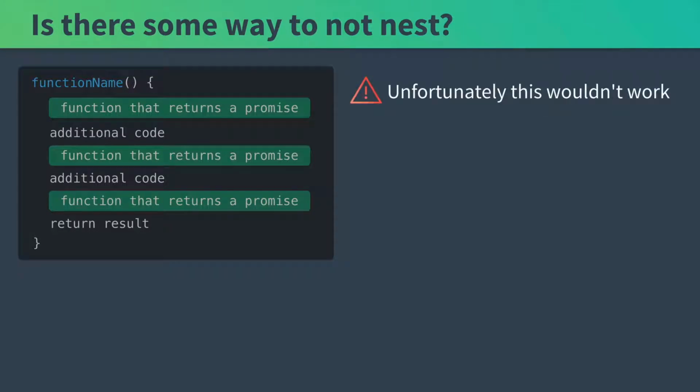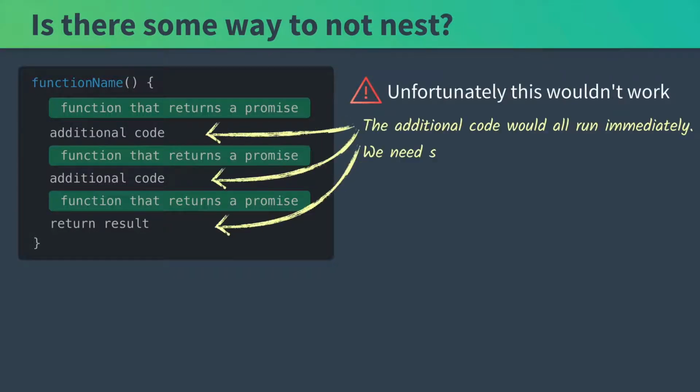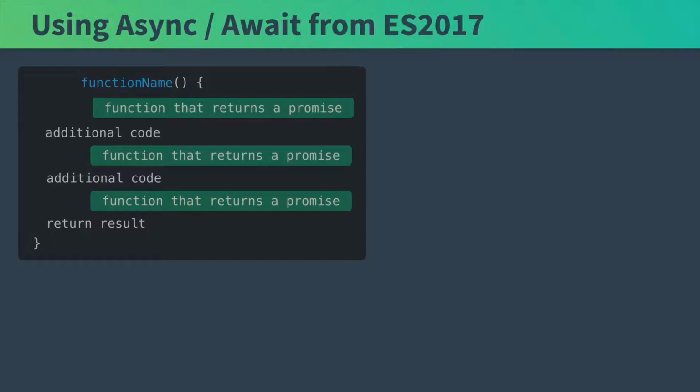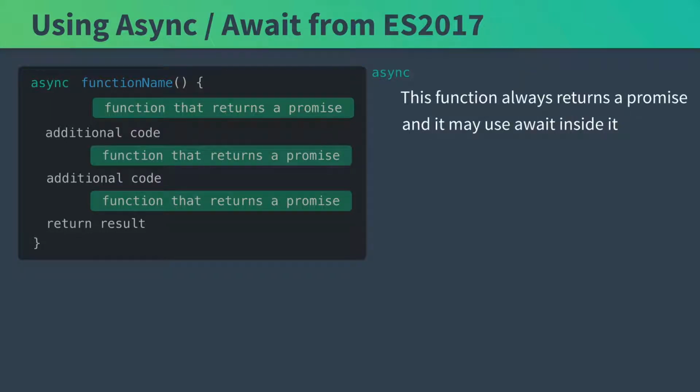Unfortunately, this code would not work. The additional code here would all run immediately. That's how JavaScript works. We need some way to make it wait. This is where Async/Await comes in from ECMAScript 2017. We can specify async before the function name. And what this does is make the function always return a promise. Also, it gives us the ability to use the await keyword, like you see here.